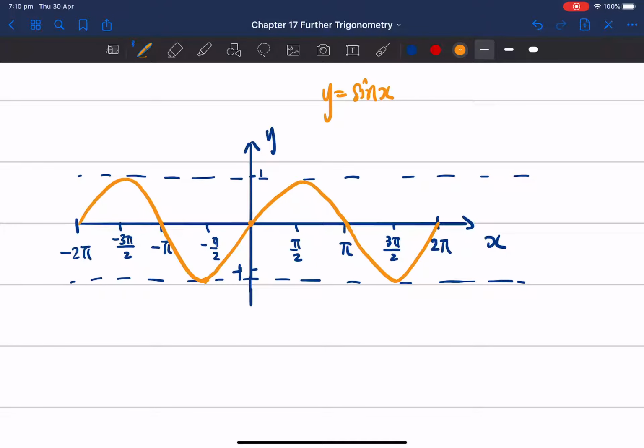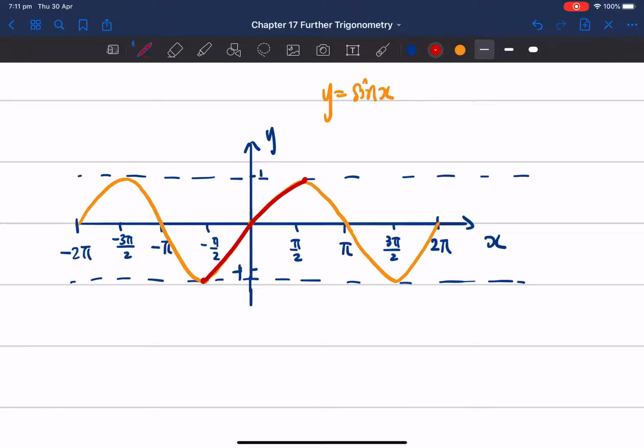So how do we restrict the domain? Basically, we need to find a part of the graph where, when you draw a horizontal line, it's only going to touch the graph at one single point, not more than one point. The curve I'm going to select is going to start from negative pi on 2 to positive pi on 2, that portion here.